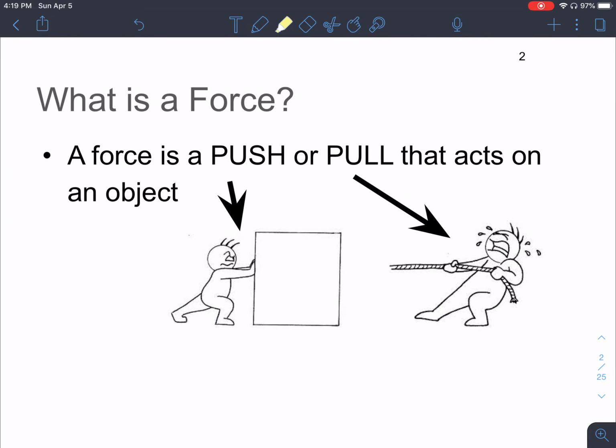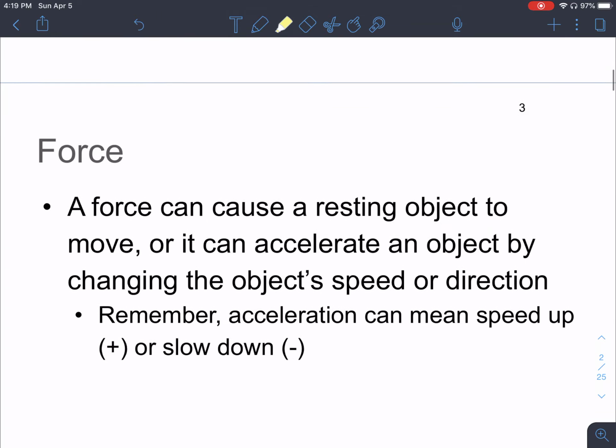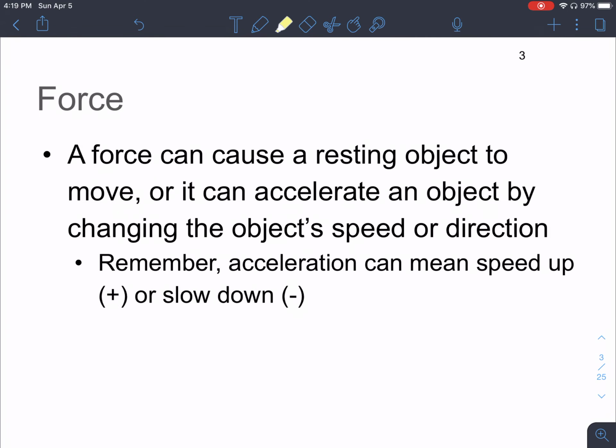All right, first thing, what is a force? A force is a push or a pull that acts on an object. So it could result in an object moving, but it doesn't have to. All right, so it can move.